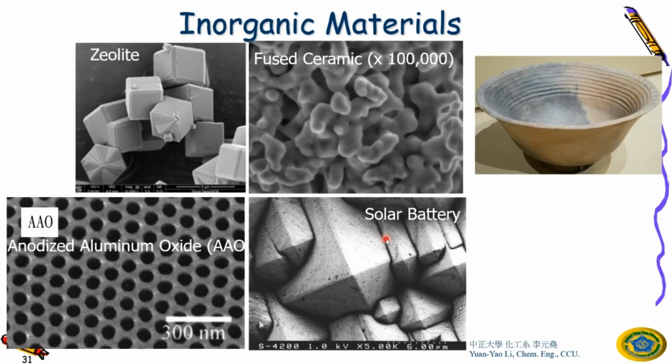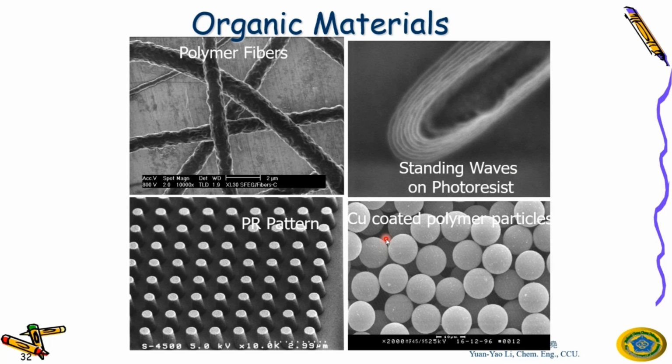Not only can you see ceramic, inorganic material, but also organic material. Like this is polymer fibers, the fibers in clothes you can see, and this is a standing wave. Don't worry about this. This is also semiconductor material, a photoresist pattern. And you can see something spherical. Can you tell me the size of this sphere?